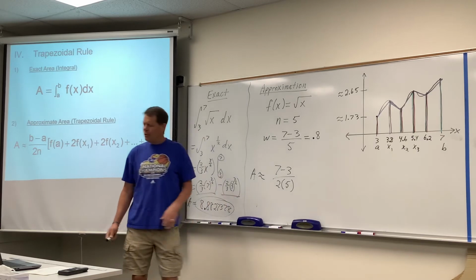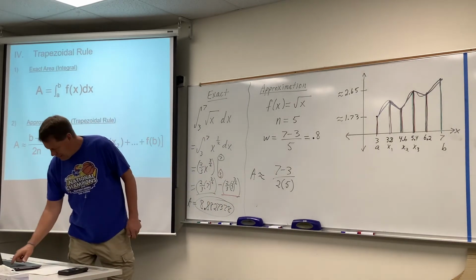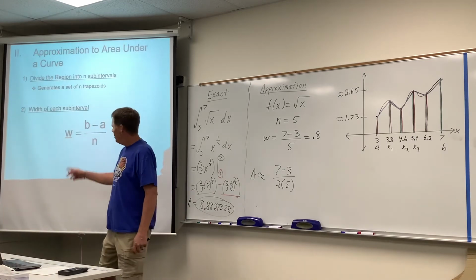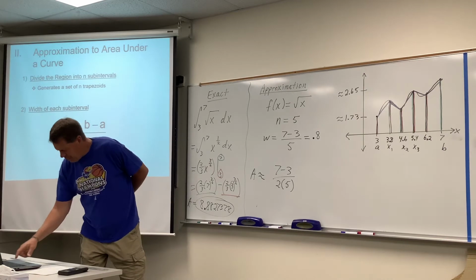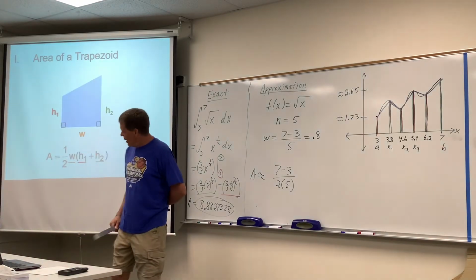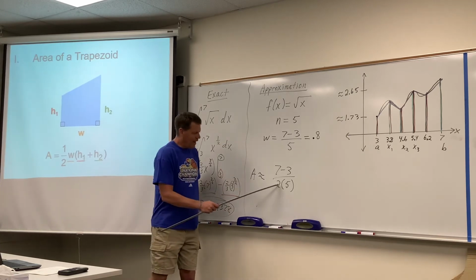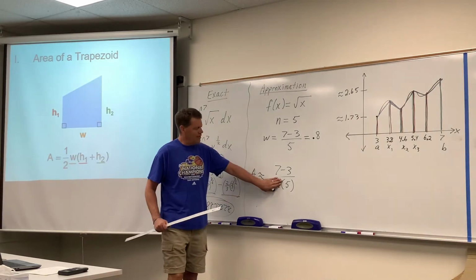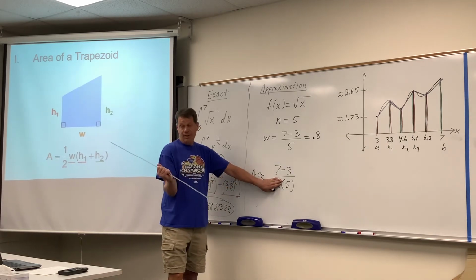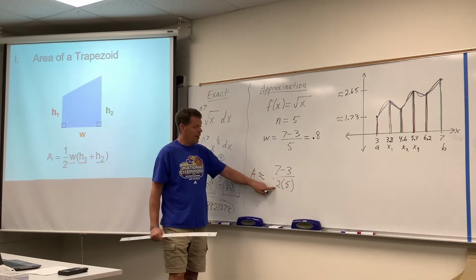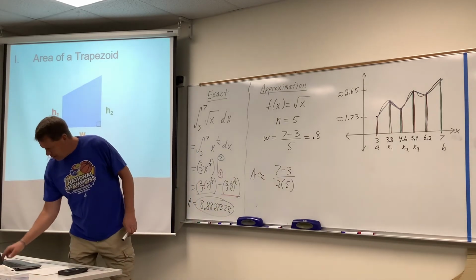I always feel compelled to remind people where the 2 came from. See, each trapezoid was (b minus a) over n, and that would be the width. But the formula from geometry is 1/2 times that. And that 1/2 is where that 2 comes from. So this is (b minus a) over n, the width of each one, and then the half is simply part of the geometry formula, provided the 2 there. Okay, and then it's cookbook.